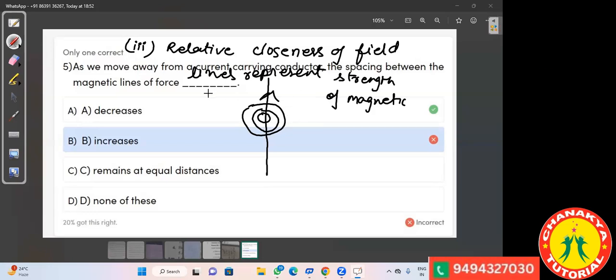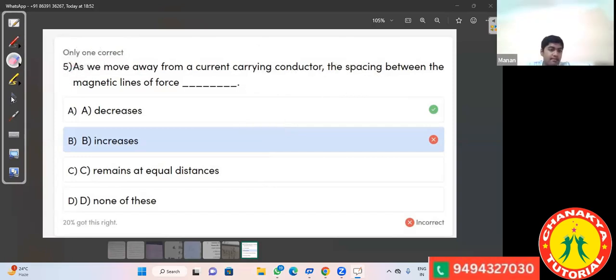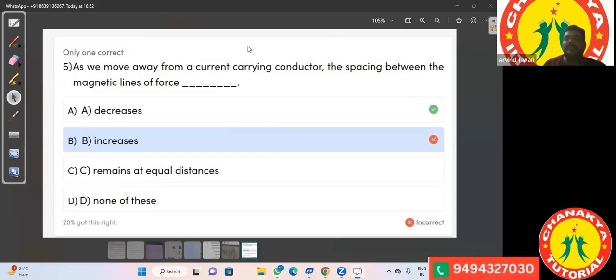Okay. So then the spacing increases will be the right answer, right? Because the space is increasing. Yeah, so it should be the right answer. The spacing between the magnetic lines of force increases. Okay. Okay, sir.